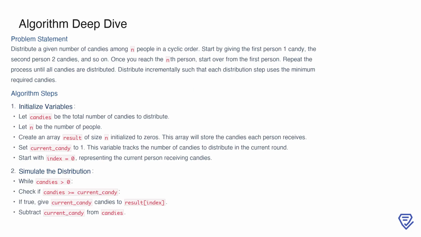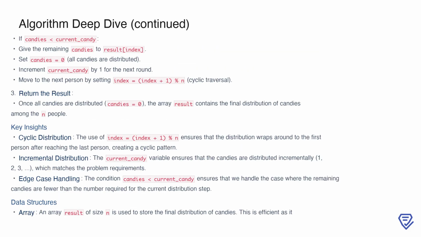The key process here is to simulate the distribution. As long as there are candies left, we check if the current person can receive the full current_candy amount. If yes, we subtract current_candy from the total candies and update their count in the result array. If the remaining candies are fewer than current_candy, we simply give all the remaining candies to the current person and set candies to 0, as this completes the distribution.